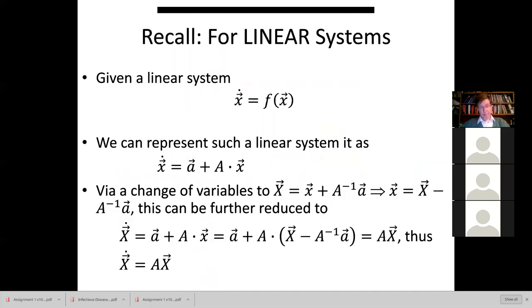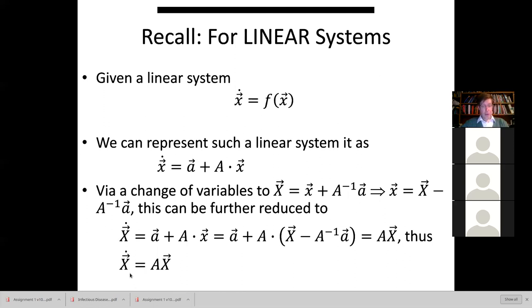So for a linear system, we have something of this sort. We have x dot equals f of x, okay? And it turns out we can represent it in matrix notation. If you take A as a matrix and X as a vector of state variables, like a vector with S in the first component, I in the second, R in the third, we could write down in a pithy way a characterization of a stock and flow model using the notation X, with this little arrow over it meaning it's a vector, dot, meaning the rate of change of it.